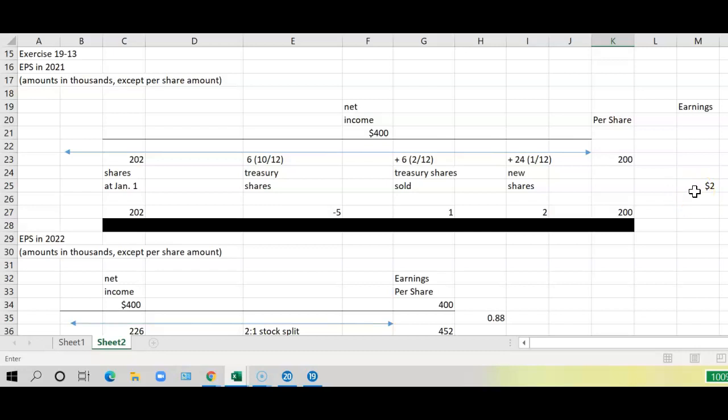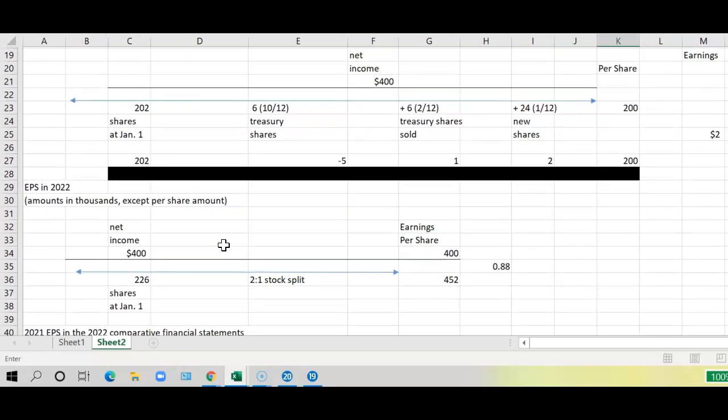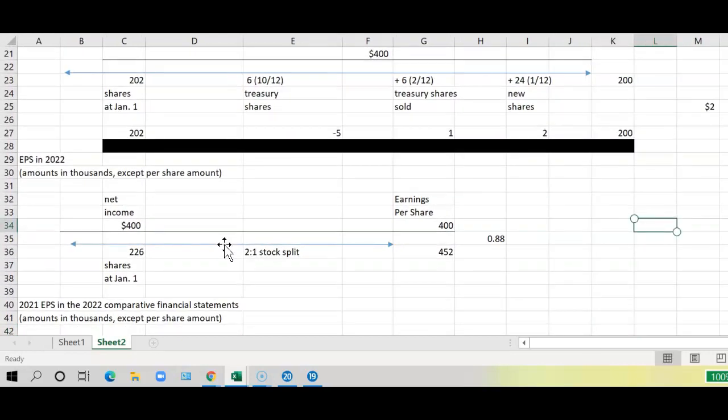They then ask for the calculation to be made for 2022. And in 2022, we find January 15th, they declared and issued a 2-for-1 stock split, and the net income was $400,000. So, net income is $400,000. Now notice, this is not the weighted shares outstanding. At the beginning of the year, they want the actual shares outstanding.